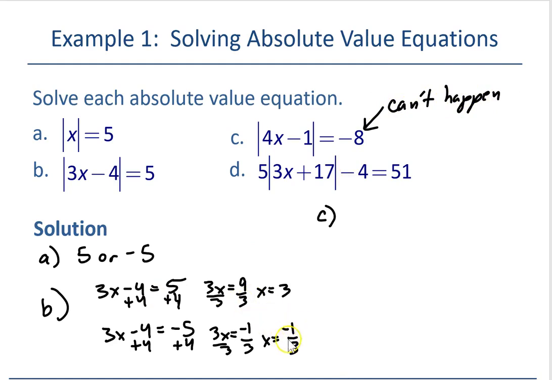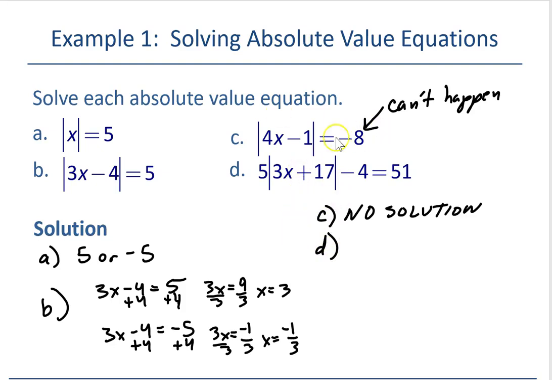Now, I don't want you to think that, well, you got a -1/3 here. Yes, but that is what's happening inside the absolute value, not out here. Remember, that x is inside the absolute value. So no solution is probably the best thing to put. That's probably what Hawks is going to tell you to do. And then now we've got D.